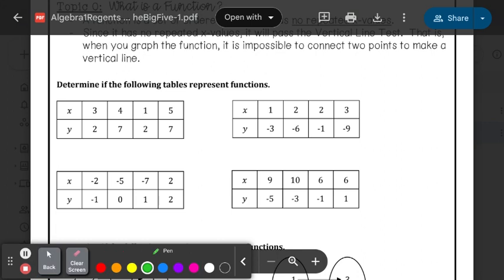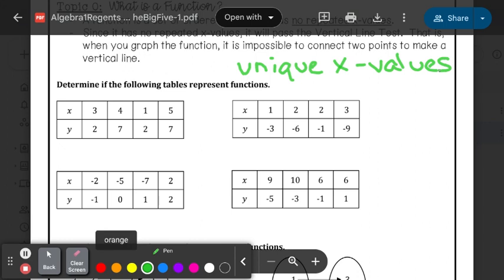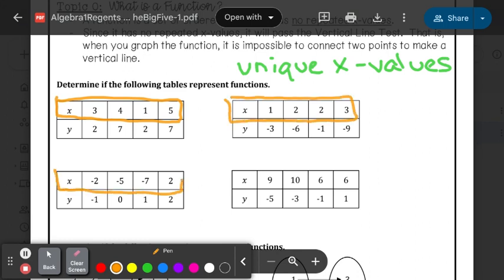Okay, so in this section, determine if the following tables represent functions. To be a function, again, unique x values. So we're only looking at the x's. We're not looking at the y's. We don't care about those right now. You're only looking at the x's.